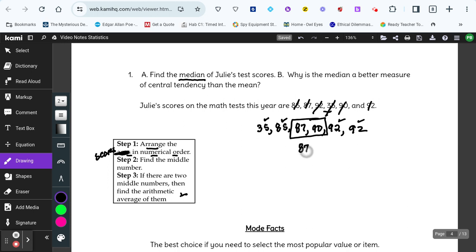You're going to take 87 and add it to 90 and split that in half because it's two numbers. If there was only one number in the middle, then all you would do is write that one number as your median. But this has two, so I have to find the average of those two middle numbers. So that's 177 divided by 2, which is 88.5. So basically her score is about an 89.